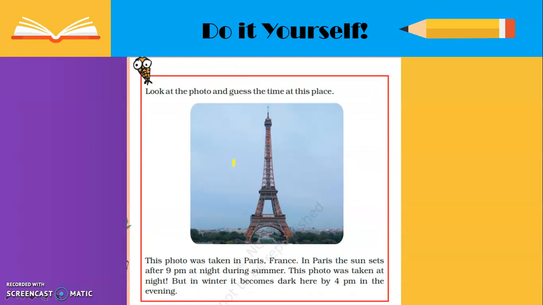Now look at the photo and guess the time at this place. You must have observed that during winter season, it gets dark quite early as compared to summer season. So dear children, this photo was taken in Paris. In Paris, the sun sets after 9 p.m. at night during summer. Can you imagine?